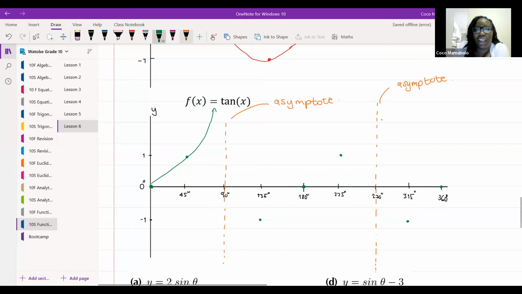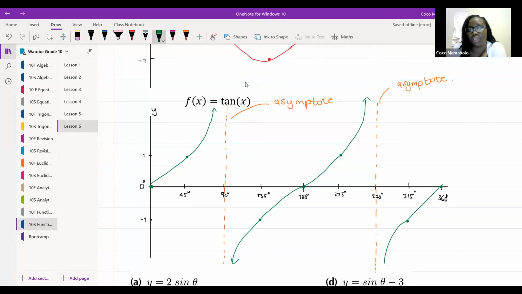Remember, guys, we can't touch our asymptotes. We can't touch those points where our graph goes. We can get as close to them as possible, but we can't touch them. Same as on this side. I can't touch this line here, but I can come up like that. And then on this side, again, I can get close to it, but not touch it and stop there.